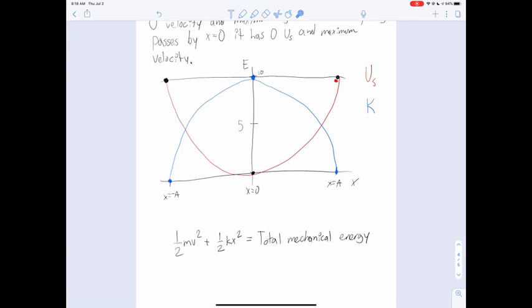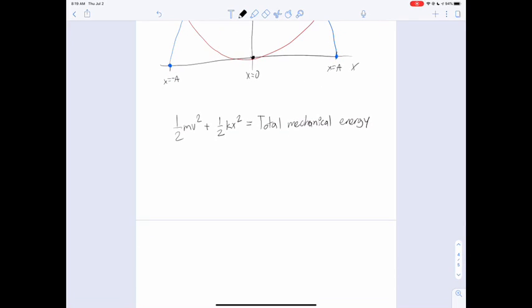So again, this is just me explaining that same concept where at certain points, all of the total mechanical energy is made up by only kinetic or only elastic potential when the other one is not present. And what this allows us to do is create this equation right here, where the sum of the kinetic and elastic potential energy at any point should equal the value of elastic potential when the spring is at its maximum, at its amplitude. Why? Because when the spring is at its maximum amplitude, that is equal to the total mechanical energy.